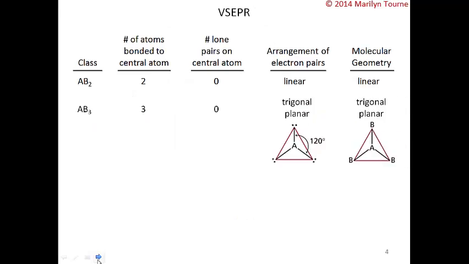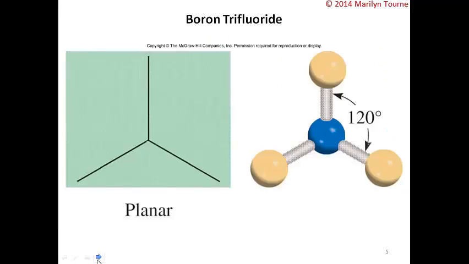So now we go into the next one. This would be class AB3, where A is of course the central atom, and now that central atom has 3 atoms bonded to it. But again, the number of lone pairs on the central atom would be 0. The shape that this would take would be trigonal planar. What that means is it's a triangle on one plane. So an example of this could be something like boron trifluoride.